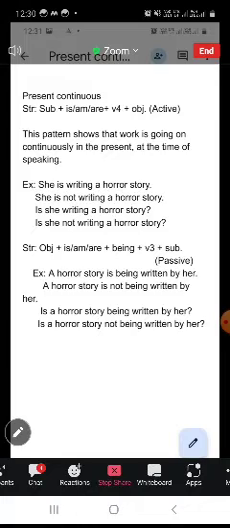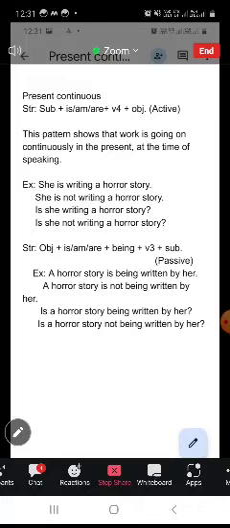Work is going on continuously in the present, but at the time of speaking. For example, she is writing a horror story. She is not writing a horror story. Is she writing a horror story? Is she not writing a horror story? क्या वो एक हॉरर स्टोरी लिख रही है? क्या वो हॉरर स्टोरी नहीं लिख रही है?